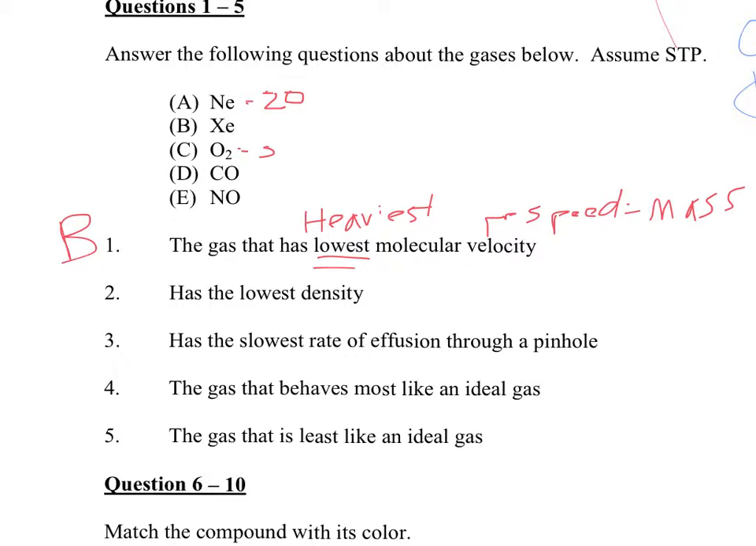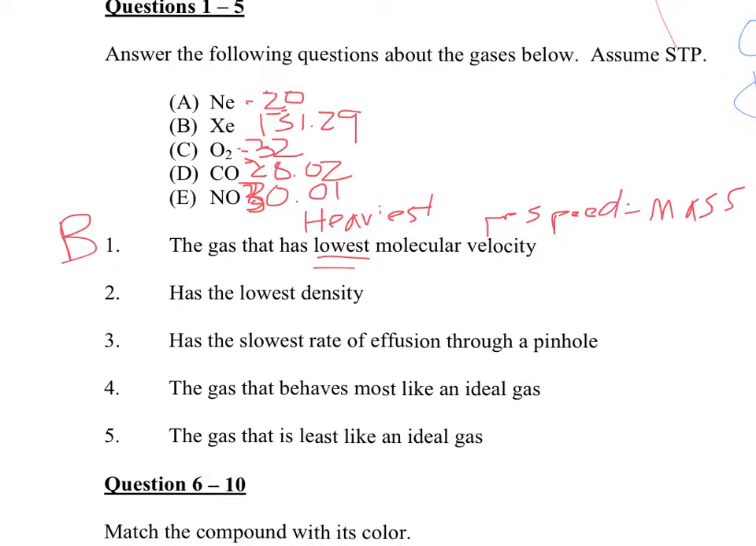Oxygen is 32. 12.01 plus 16 is 28.02. And then 14.01 plus 16 is 30.01. And then what is xenon? It's that one. 131.29. By a smidge. All right, so 131.29.